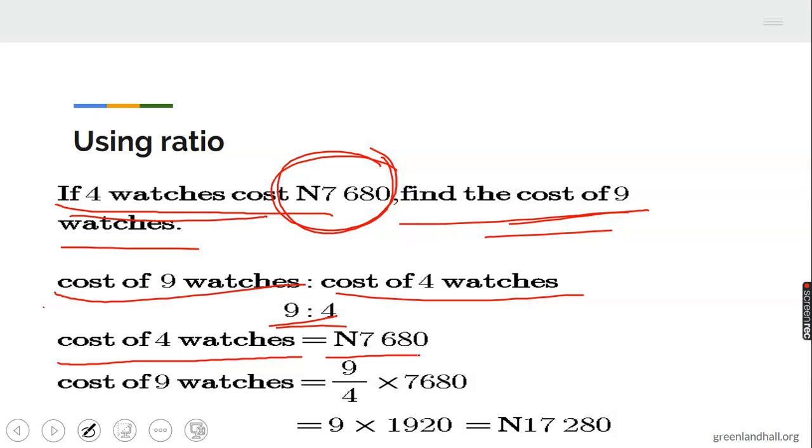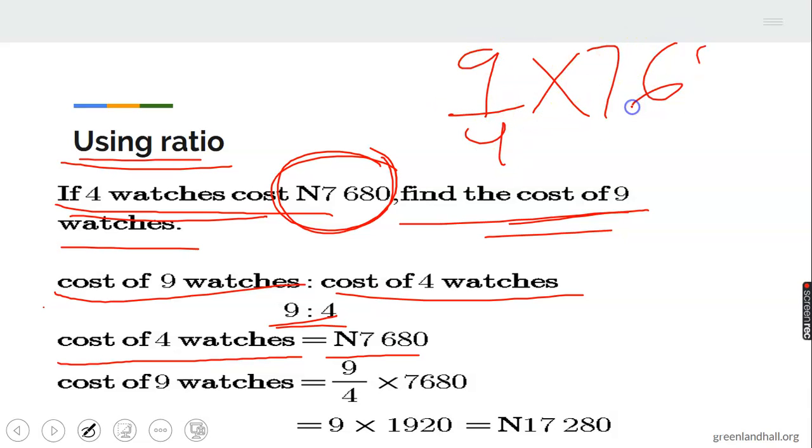Now look at this: when you are dealing with direct proportion and you want to use ratio to solve unitary method of proportion, what you are looking for is 9 all over 4 times 7,680, and your answer will be 17,280. When you use our normal proportion, you will still get the same answer.